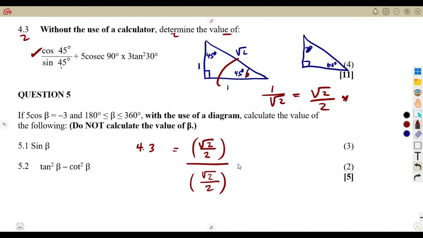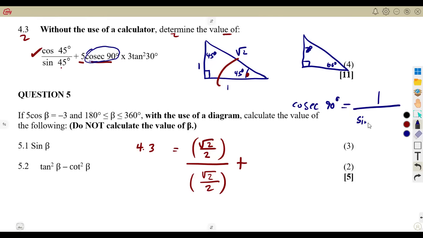But they're saying we're supposed to add. What are we supposed to add? 4 cosec 90 degrees. What does cosec represent? Cosec 90 degrees is the same as 1 over sine. Remember, cosec is 1 over sine. 1 over sine 90 degrees. And sine 90 degrees, you can use your calculator there. That is a 1. 1 divided by 1 is 1. So the cosec of 90 degrees is equivalent to 1. So that's 5 times 1.